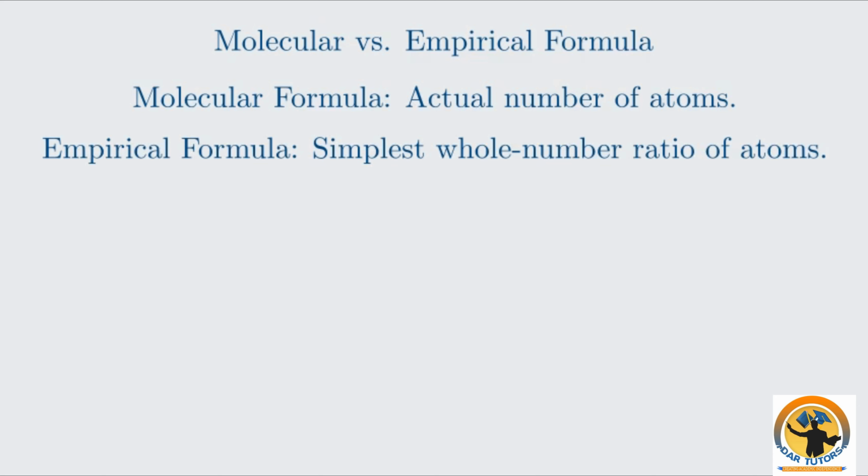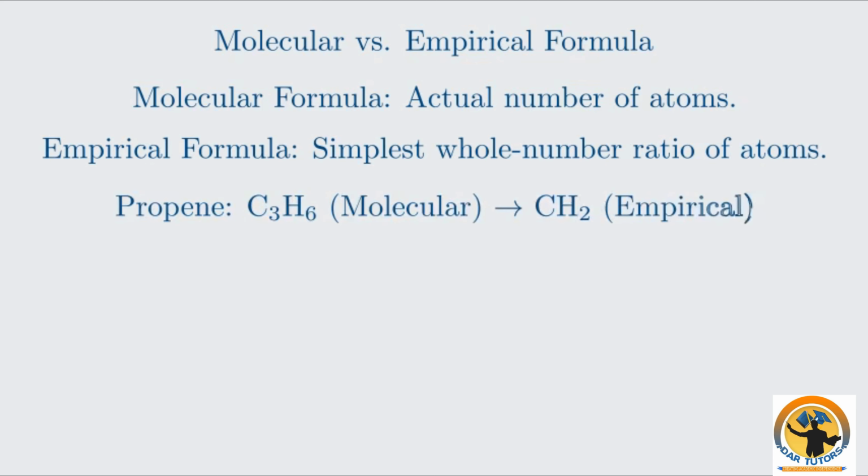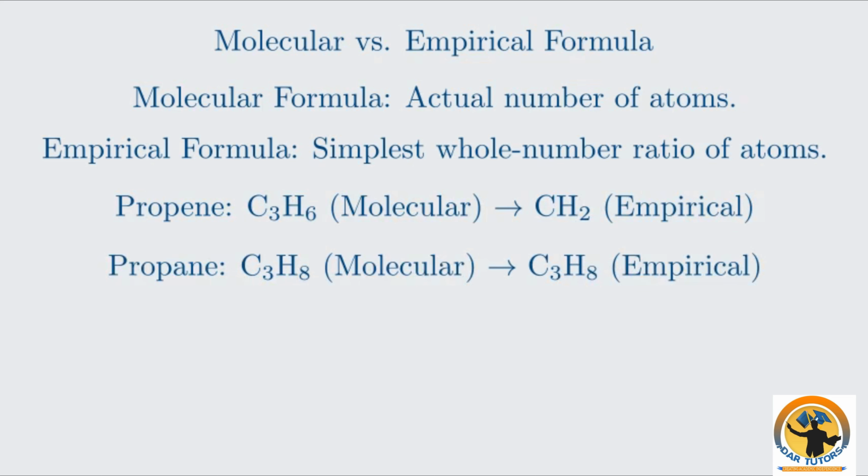Propane, with a molecular formula of C3H8, already has the simplest ratio of 3 to 8, so its empirical formula is the same, C3H8. As you can see, the molecular formula provides a complete picture of the molecule's composition, while the empirical formula gives a basic ratio-based description.